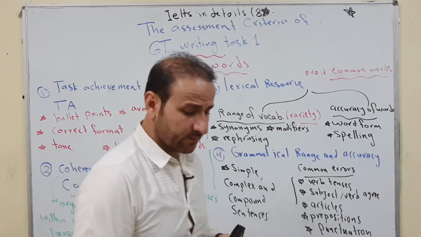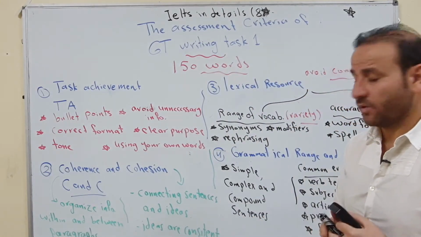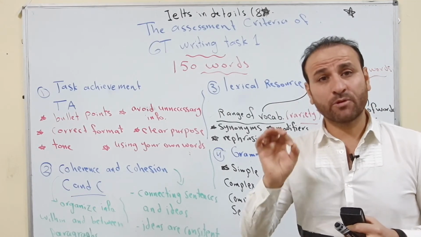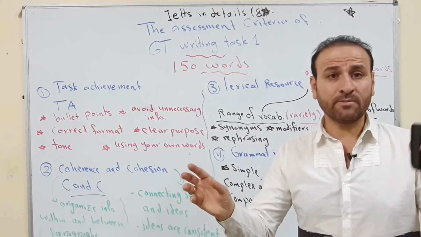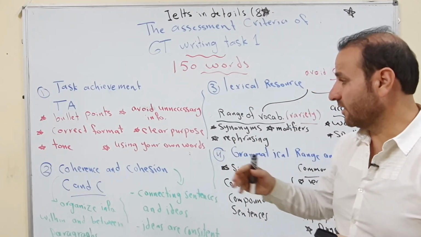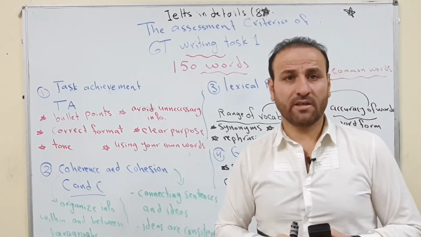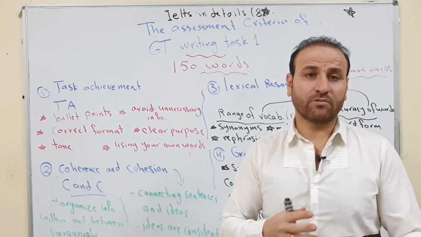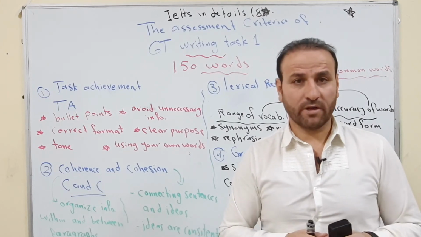I have one comment here about coherence and cohesion. We have to be careful in using transition words. We have to use the appropriate transition word, كلمة الربط المناسبة التي تناسب الجمل, and not restrict ourselves in coherence and cohesion to some common transition words like first, second. We have to have a variety of cohesion or transition words.